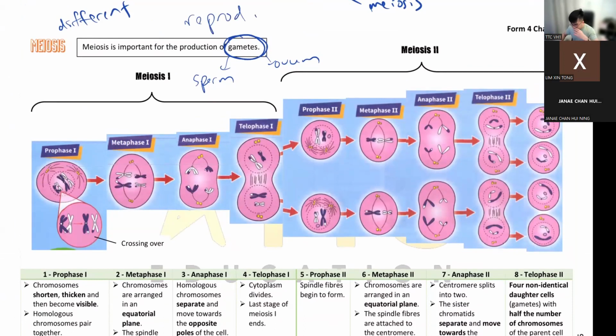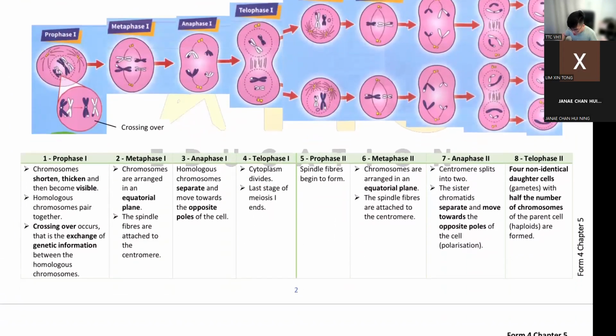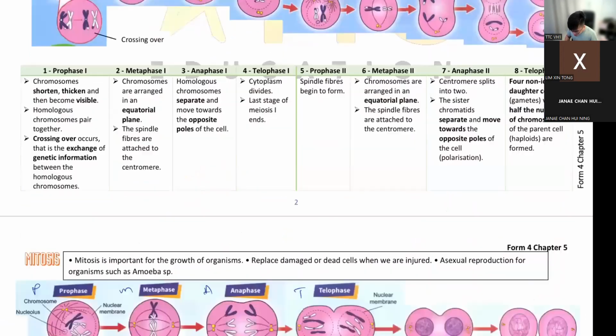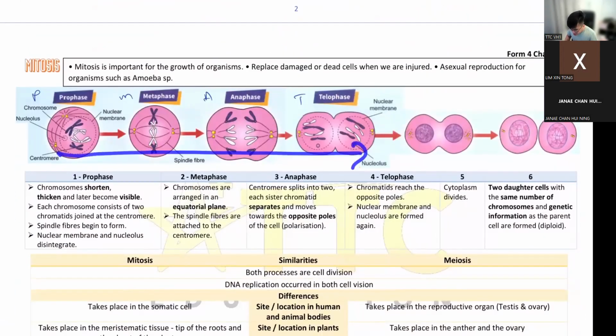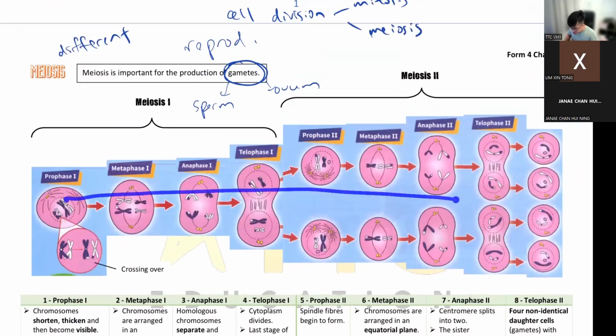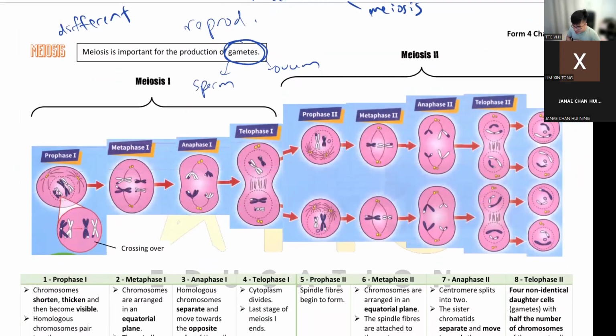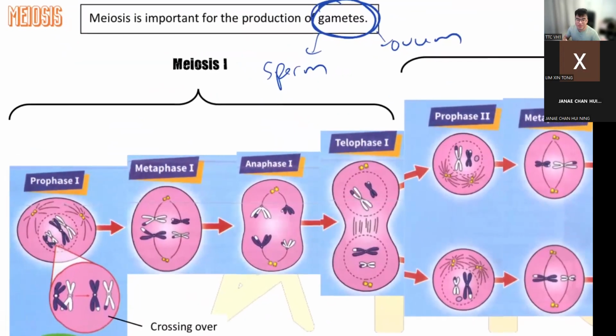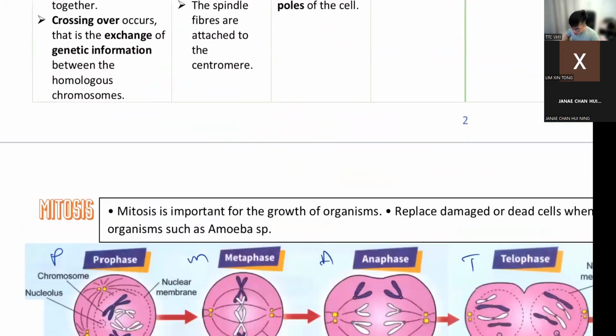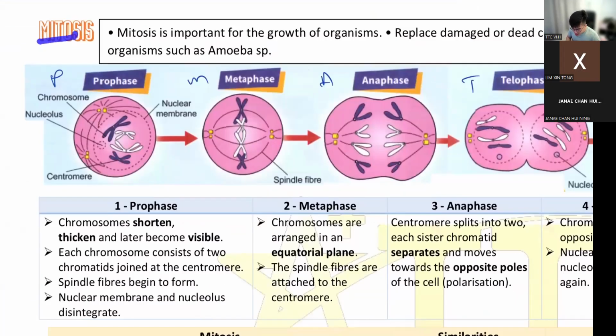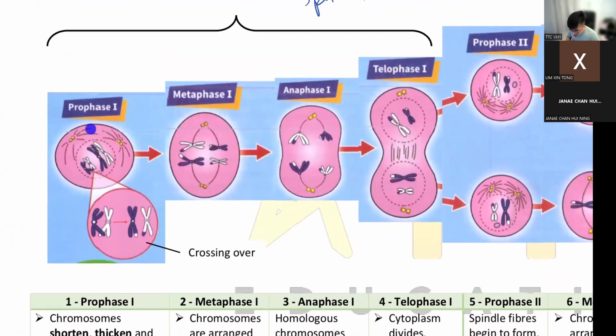Okay, so this is a bit confusing. Can you see mitosis is like this, but meiosis is like this? Looks very hard, right? Looks very challenging, right? Actually, this is very simple. Meiosis is just like mitosis, but we do it twice. You see, mitosis has 4 steps, right? Meiosis has 8.